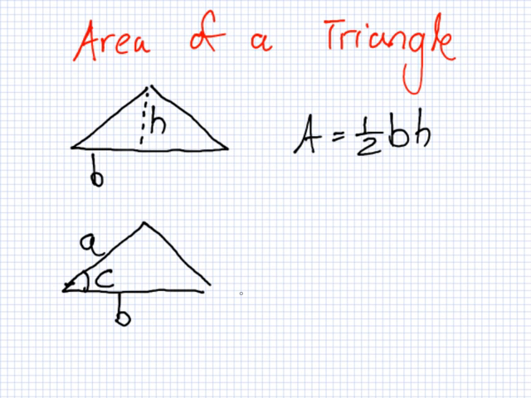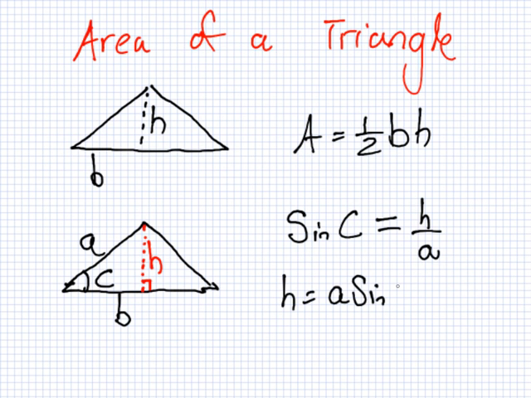Okay. So the proof. What we do, we draw a straight line down here at 90 and call this H. And you know from last week that sine C equals, what would it be? H over A. So that means H is equal to A sine C. So you know that the area is half the base by the height.